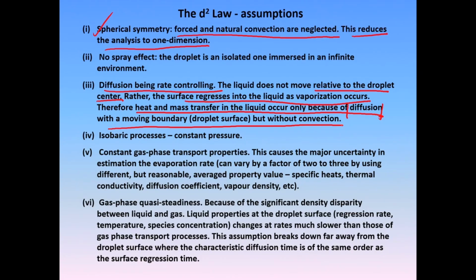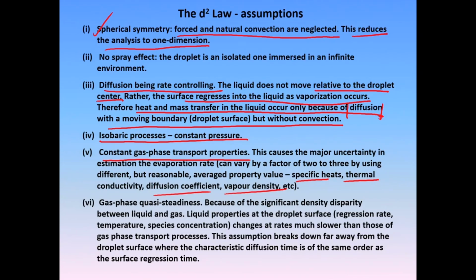So, it is a slowly shrinking droplet where there is no flow, and it is an isobaric process, it is a constant pressure process. So, we are not varying the pressure, constant gas phase properties. That is because if the gas phase properties, for example, during the time of evaporation, during temperature changes, if the specific heat, thermal conductivity, diffusion coefficients, density, etc. vary, you will have a different problem. So, you are assuming that it is a constant property.